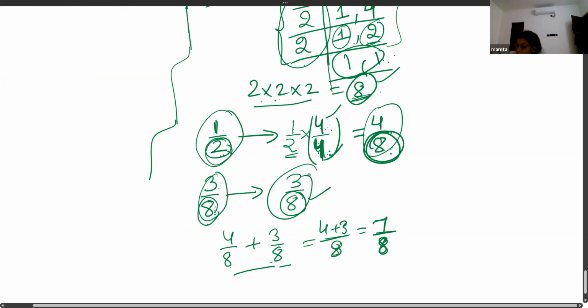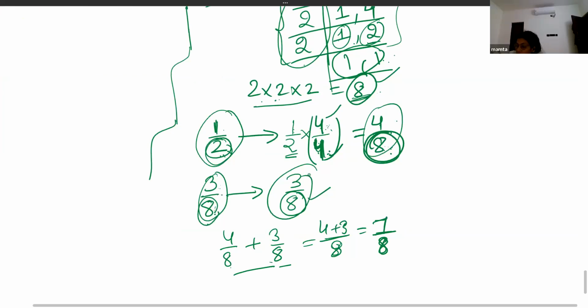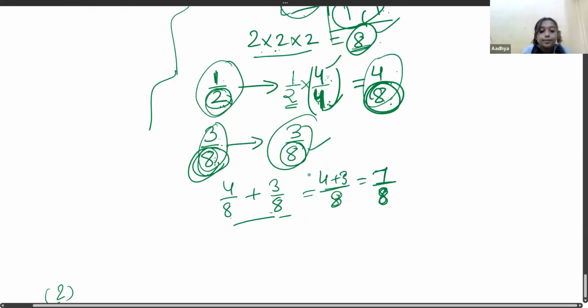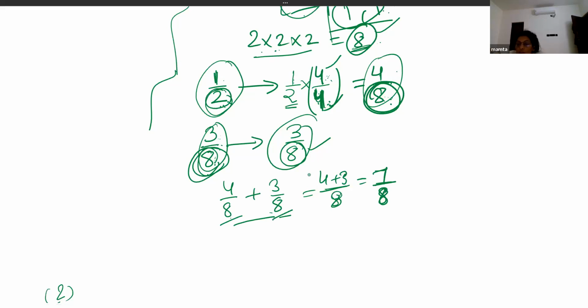Now how would you make 1 by 2 have denominator 8? By multiplying 4 on both sides. 4 and 4, 4 twos are 8. And 3 by 8: no need to multiply with any number, because the denominator is already the same as the LCM. Now add 4 by 8 plus 3 by 8. So it is 7 by 8. You have to convert unlike fractions into like fractions, then only you can add them by the LCM method.